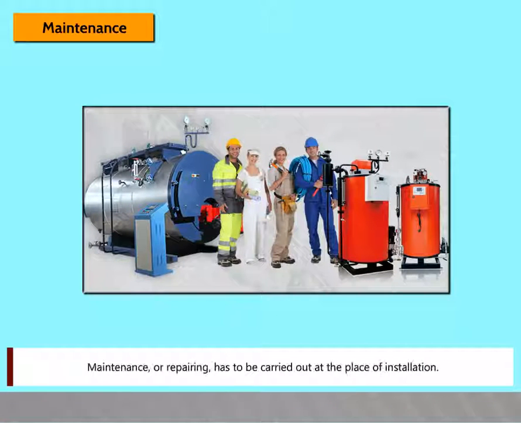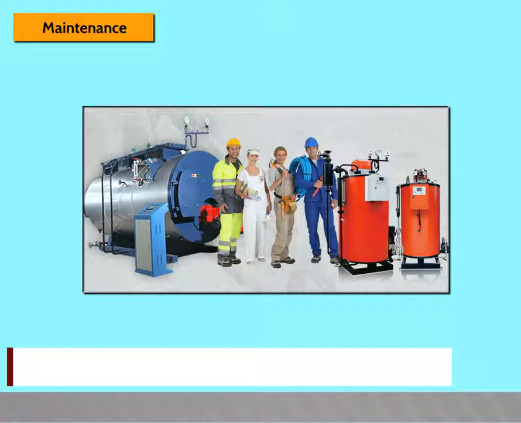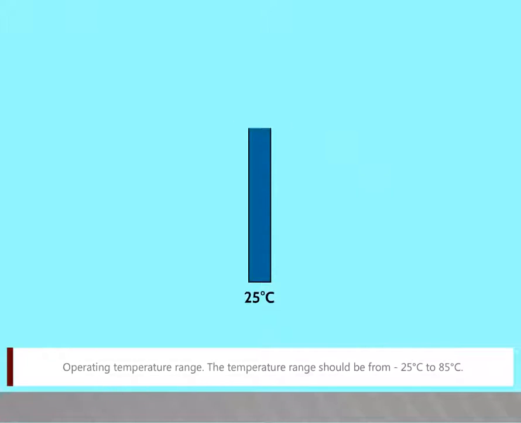Life. It must be better than consumer products. Maintenance. Maintenance or repairing has to be carried out at the place of installation. Operating temperature range. The temperature range should be from 25 degrees Celsius to 85 degrees Celsius.